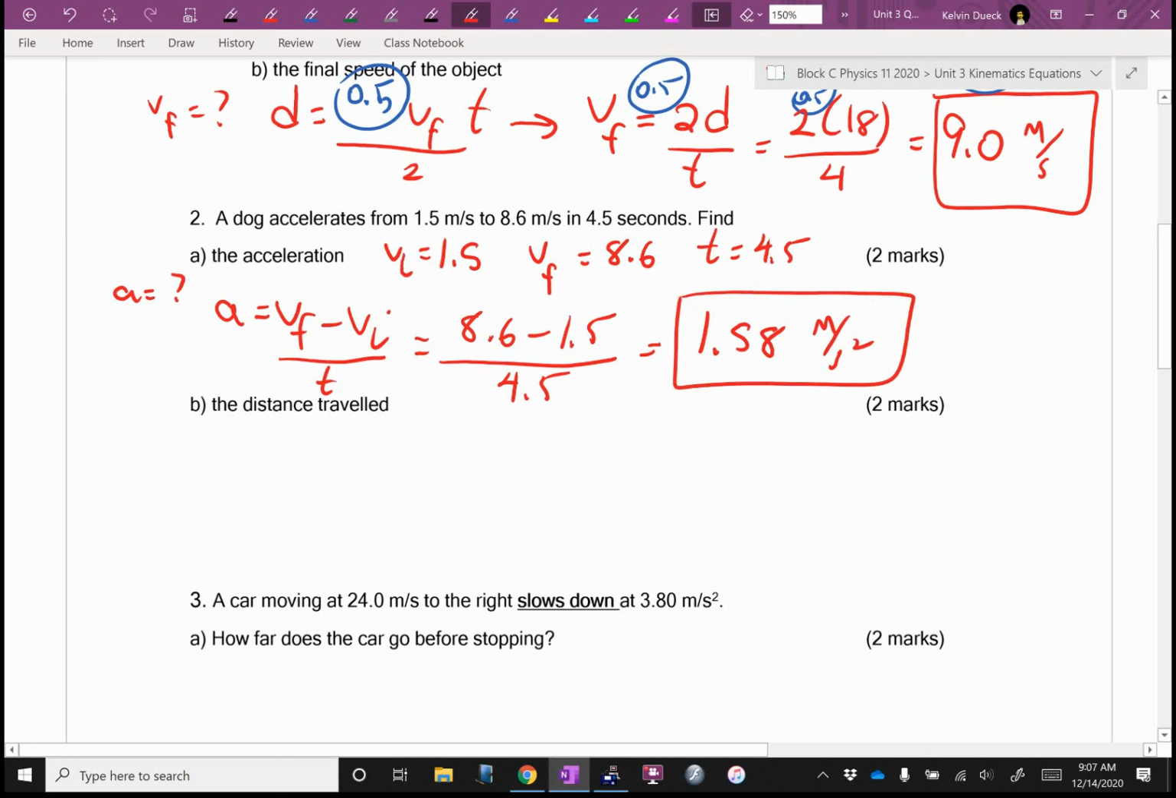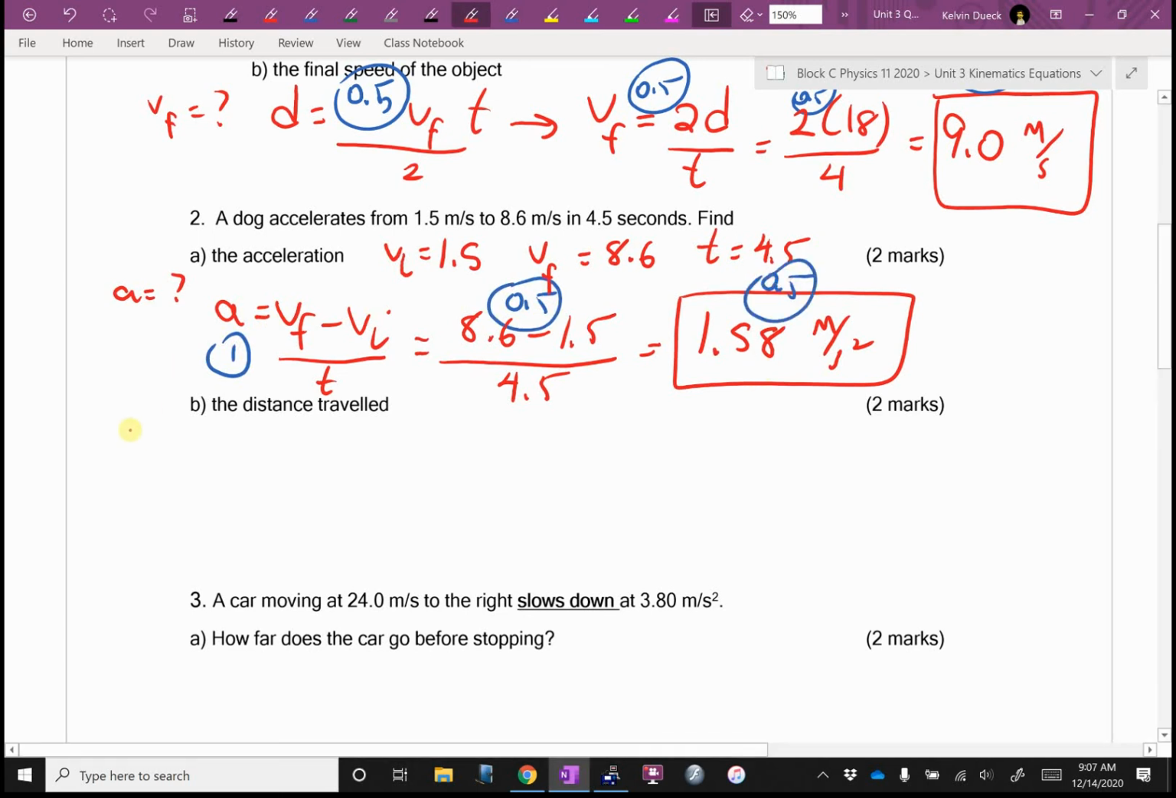If you wrote 1.57, I would take a half mark off. If you wrote 1.57 repeating, I'll live with that, but we generally do give our answers to 3 sig figs in physics. Again, 1 mark for that, half mark for the numbers, half mark for the answer.